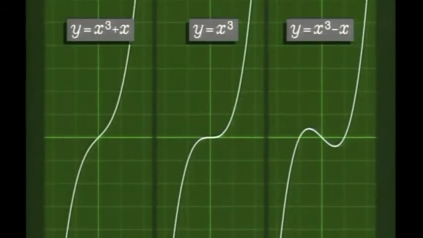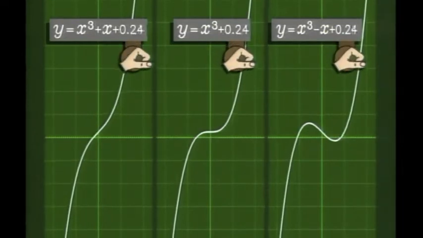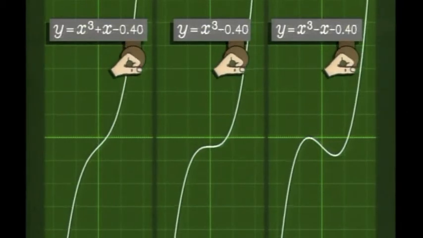Each curve has 2 parts, one that bends down and one that bends up. The place where the upward and downward parts meet is called a point of inflection. The basic shapes don't change if we add a positive constant to move them up or a negative constant to move them down.